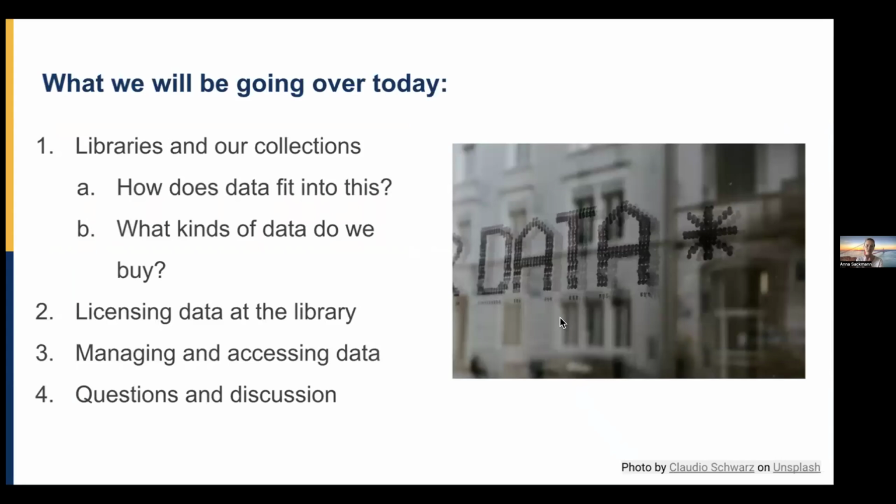So today I'm going to be talking a little bit about, in general, our libraries and our collections, and then how data fits into this. And I'll talk about the kinds of data that we buy. I will give a spoiler at the very beginning here. I don't have a data budget. So I don't have money that can just buy any and all data. And we can talk more about how we actually pay for the data in a little bit.